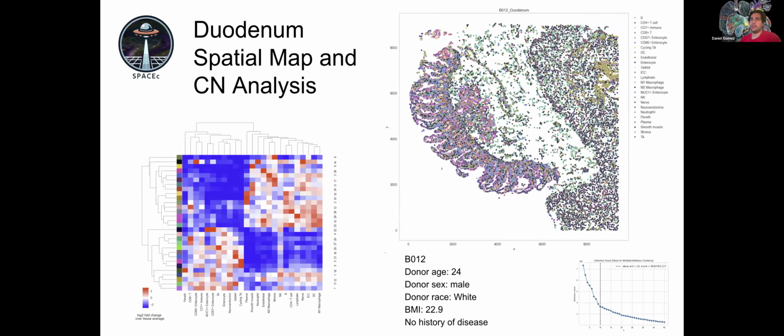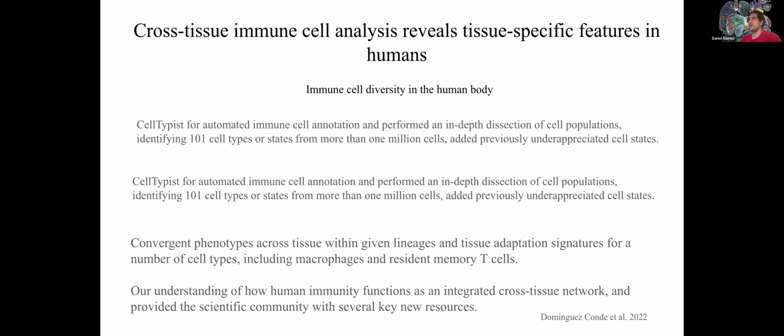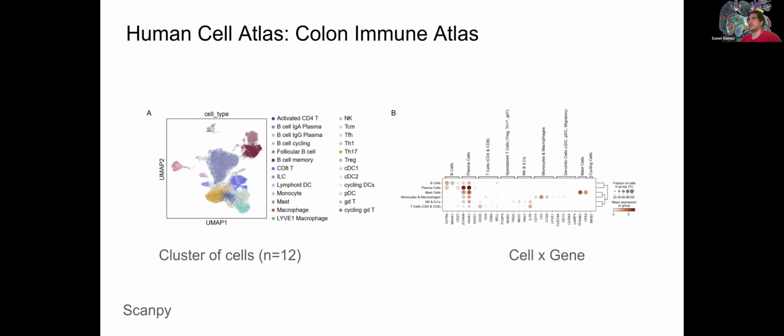So here I was able to map out the healthy intestine, but we'll go over this at a different time. I wanted to show the colon immune atlas.